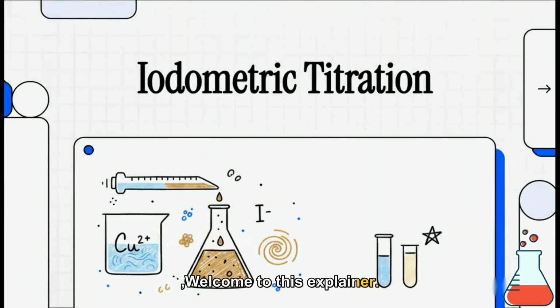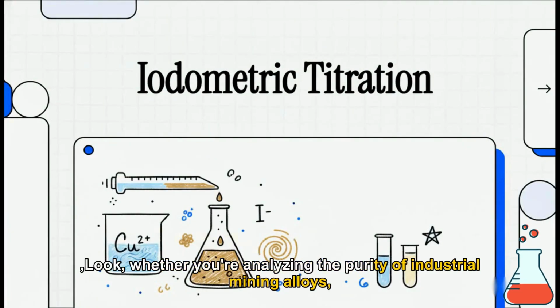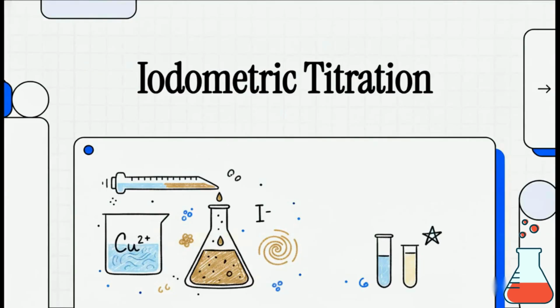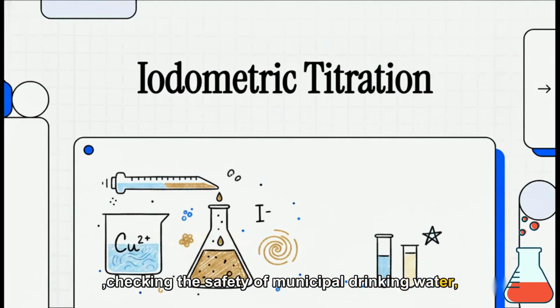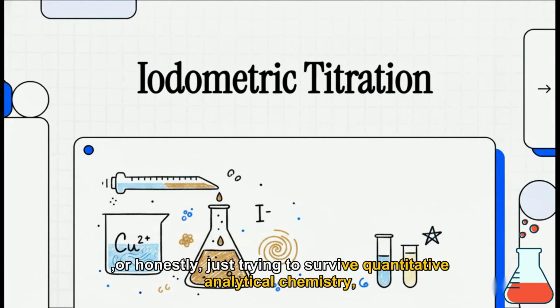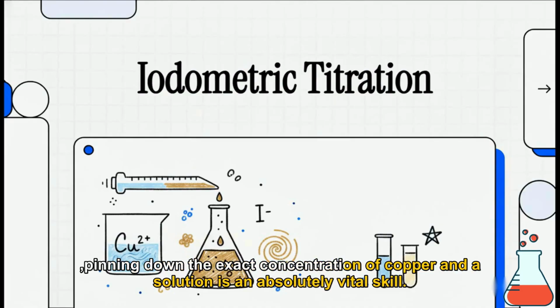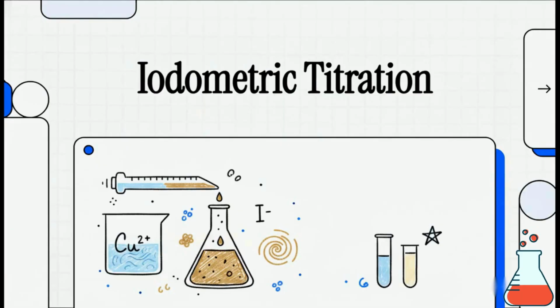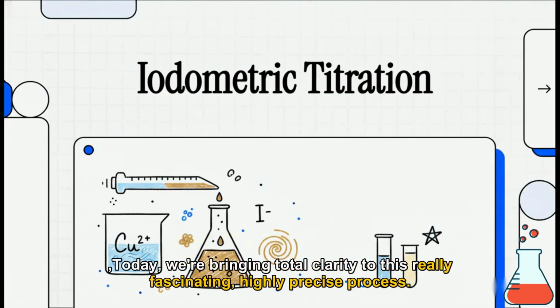Welcome to this explainer. Look, whether you're analyzing the purity of industrial mining alloys, checking the safety of municipal drinking water, or honestly, just trying to survive quantitative analytical chemistry, pinning down the exact concentration of copper in a solution is an absolutely vital skill. Today, we're bringing total clarity to this really fascinating, highly precise process.